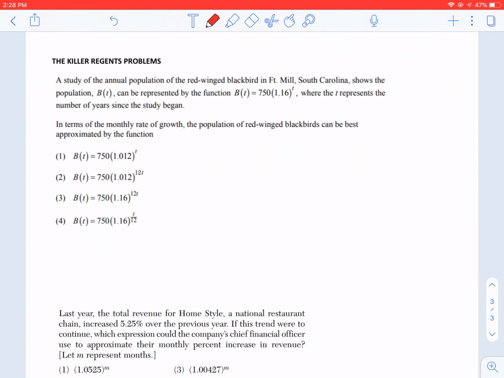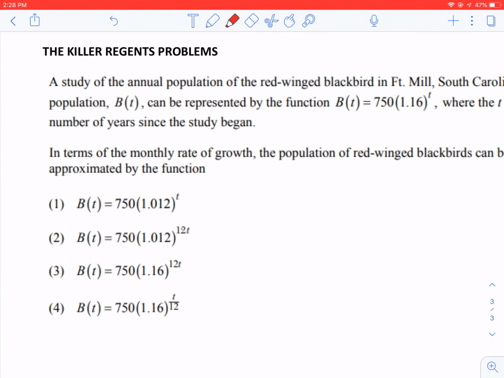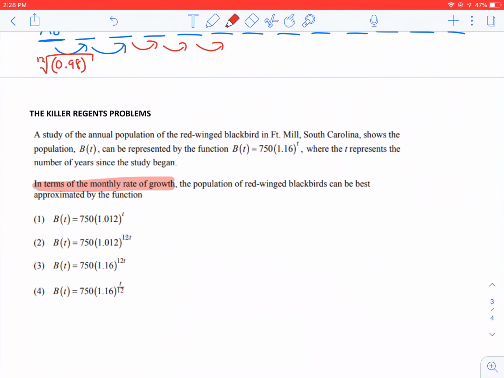So lastly down here, I got some killer Regents problems. These are two Regents problems that tend to give people a lot of trouble. All right, and it has to do with the percent manipulations that we just talked about today. So a study of the annual population of red-winged blackbirds in South Carolina shows the population can be expressed by this function, where T represents the number of years since the study began. In terms of the monthly growth rate, the population of these blackbirds can be best approximated by which function?